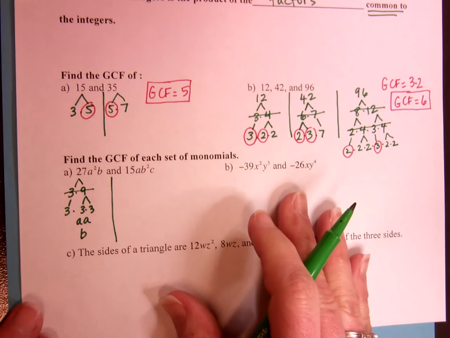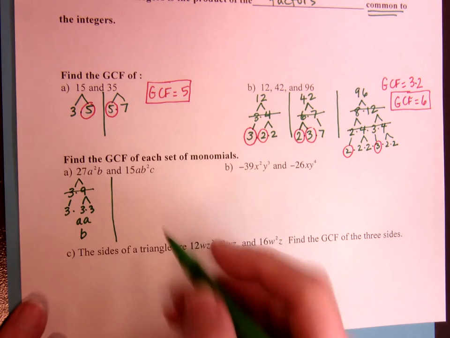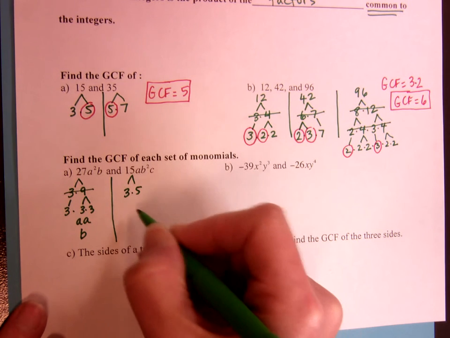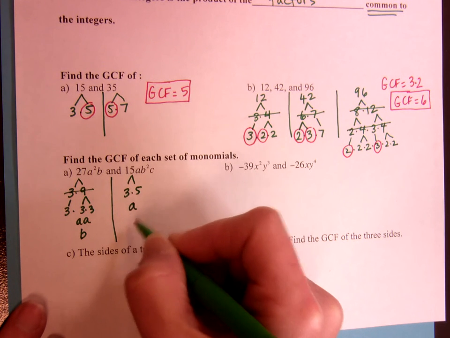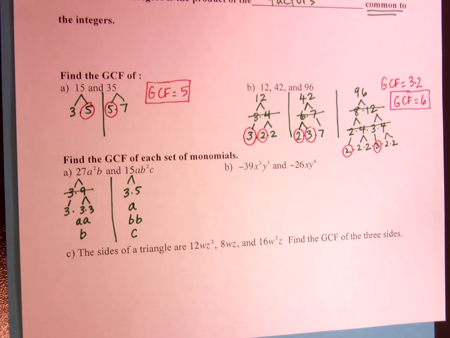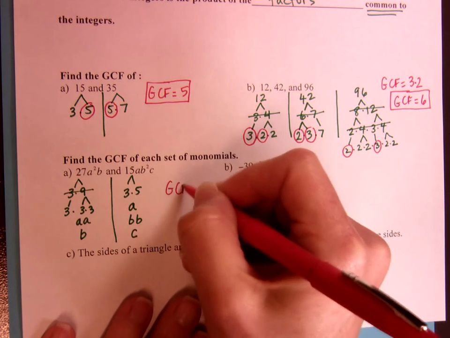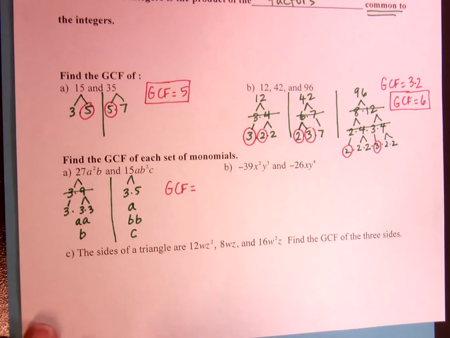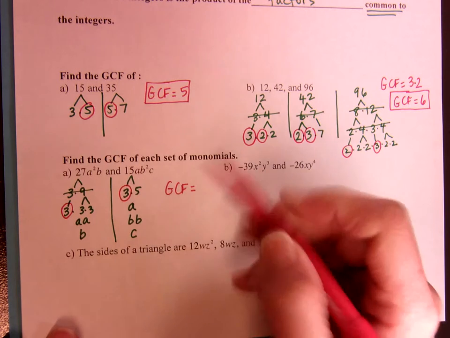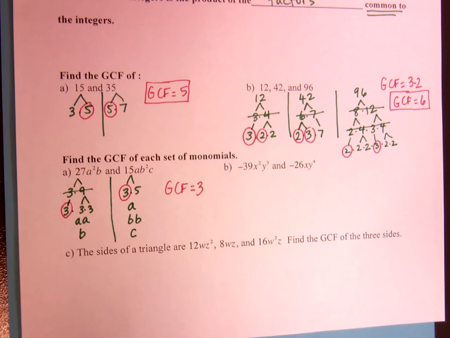All right, now we'll do the 15ab squared c. 15 is broken into 3 times 5. How many A's? 1. How many B's? 2. And how many C's? 1. So now, since we've broken each one of them down, is the time to decide what they have in common. They each have a what number? 3. Do they have any more 3's in common? No. So 3 is the only number in our greatest common factor.